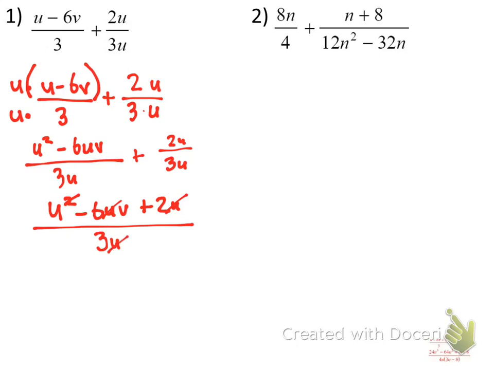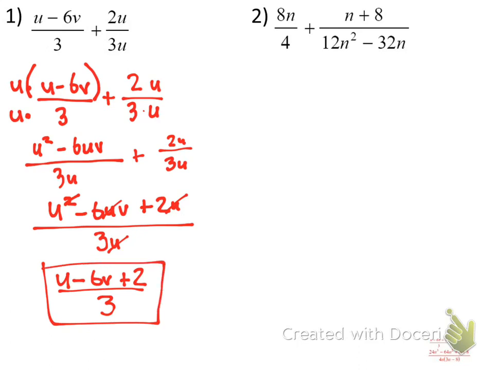So I'm going to rewrite it now. It's going to be u minus 6v plus 2 over 3. I can't simplify anymore. Therefore, I'm done. For now, don't worry about excluded values. That is your answer for number 1. Okay? That's the answer for number 1.